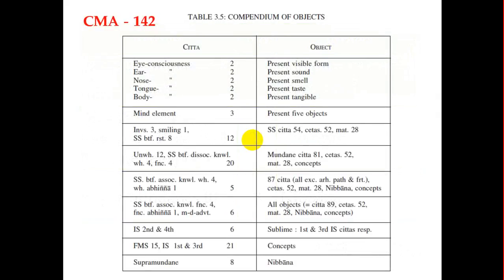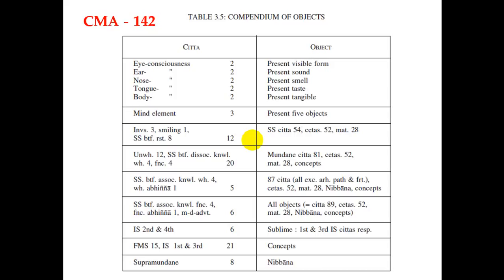You can look at this one, page number 142. If you look at this chart, it's quite clear. These are the 10 Cittas, 3 mind element Cittas and 12 Cittas, altogether 25. These 25 take only sense sphere object.